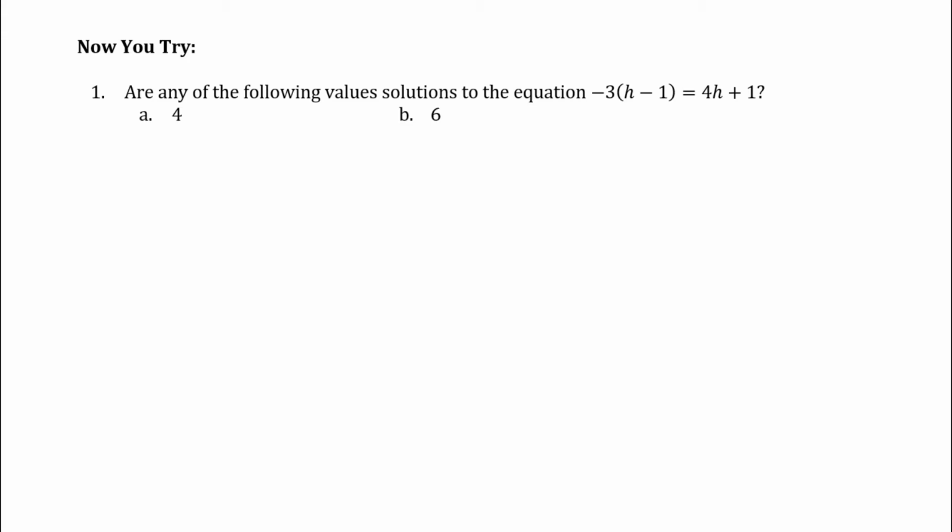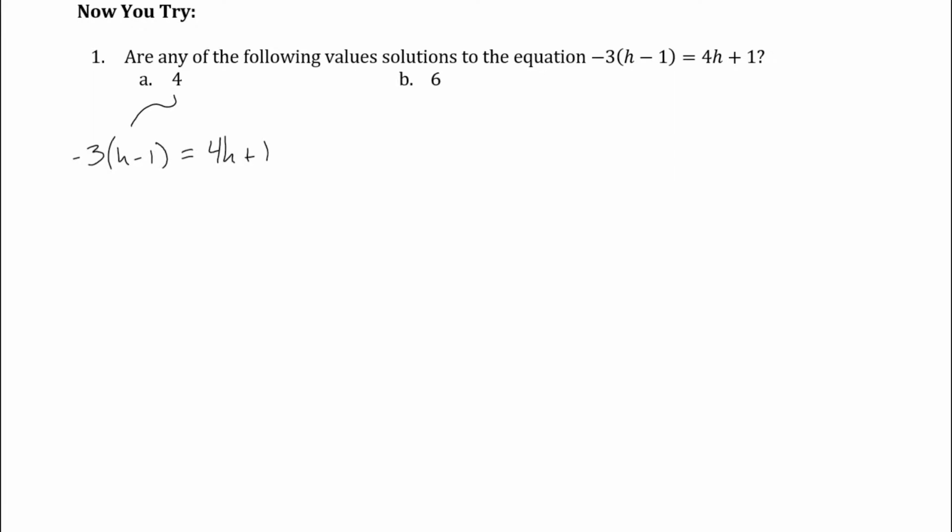All right, as we look at the Now You Try problems for our definitions of solutions to equations and inequalities, the first one is to see if either 4 or 6 are solutions to the equation -3 times the quantity h minus 1 equals 4h plus 1. So we'll jump right into this. I'm going to write the equation down. -3 times h minus 1 equals 4h plus 1.